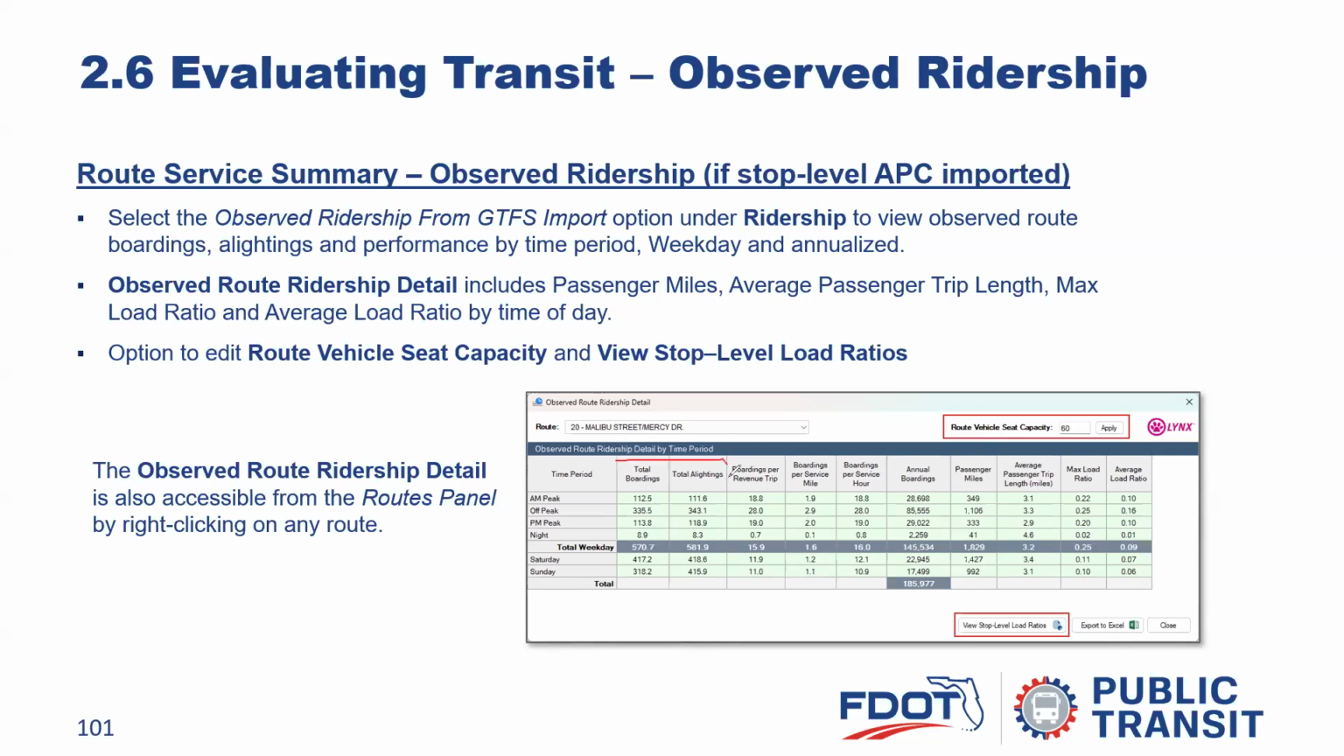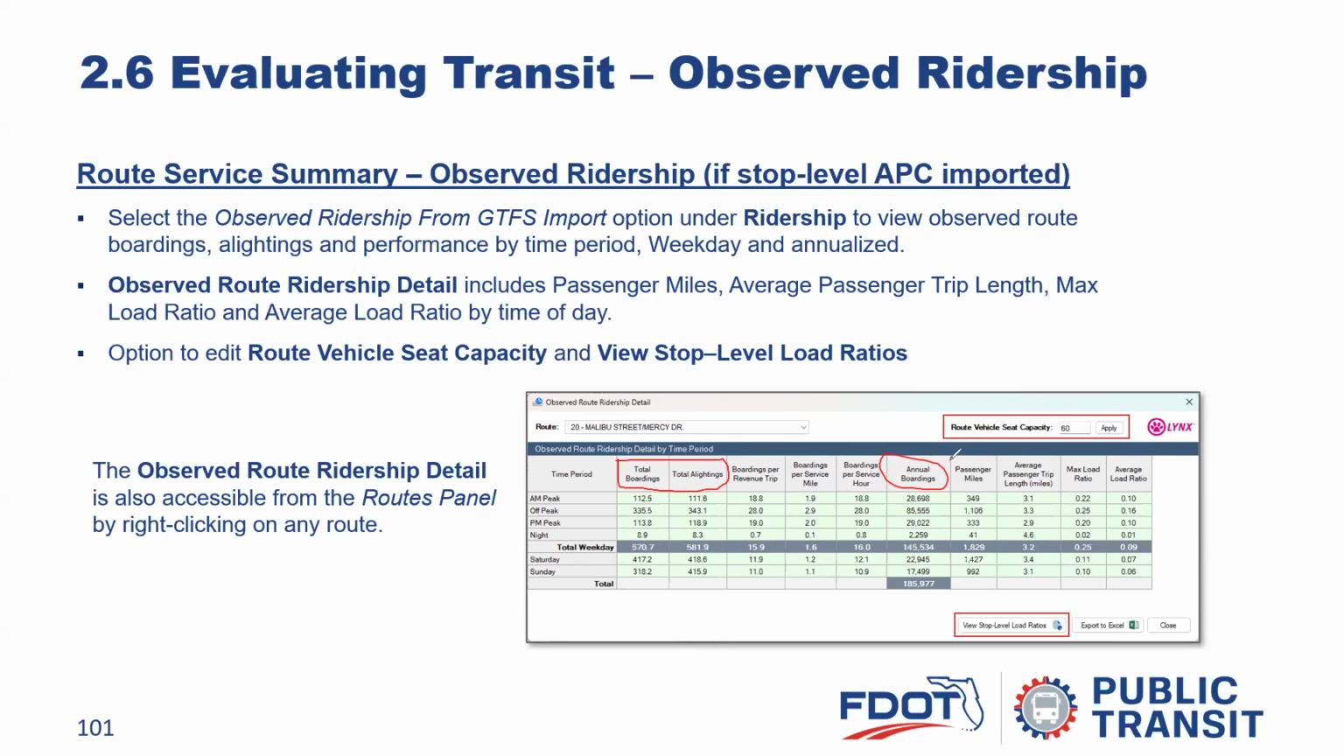So here is the boardings and alightings. So that's rolled up by TBEST time period, weekday and Saturday and Sunday, and then annualized over here, the total boardings. You also have your boardings per trip, mile, and hour. So these are your actual observed, right? So this is what came in from the APC data and is then summarized here in TBEST.